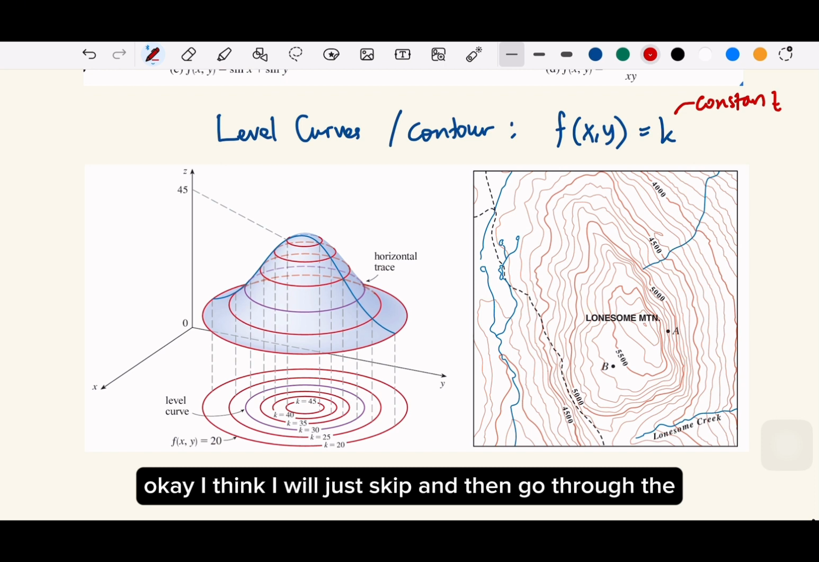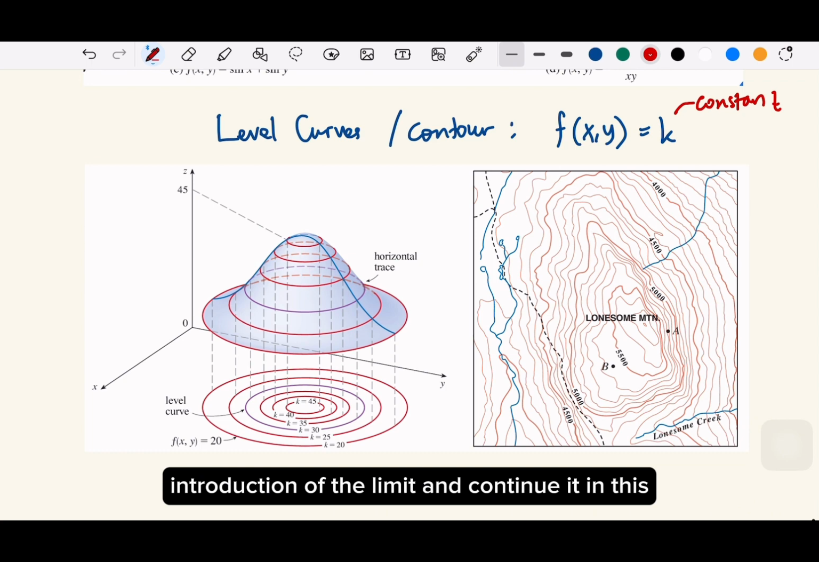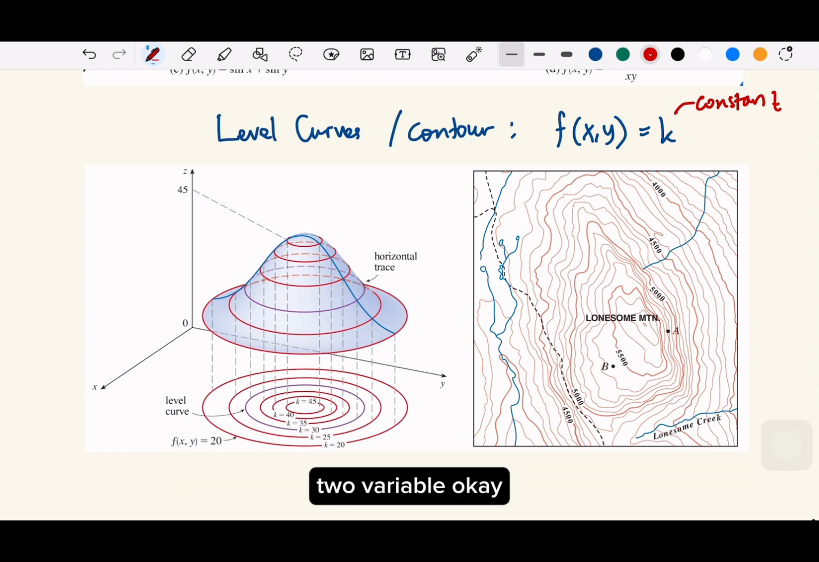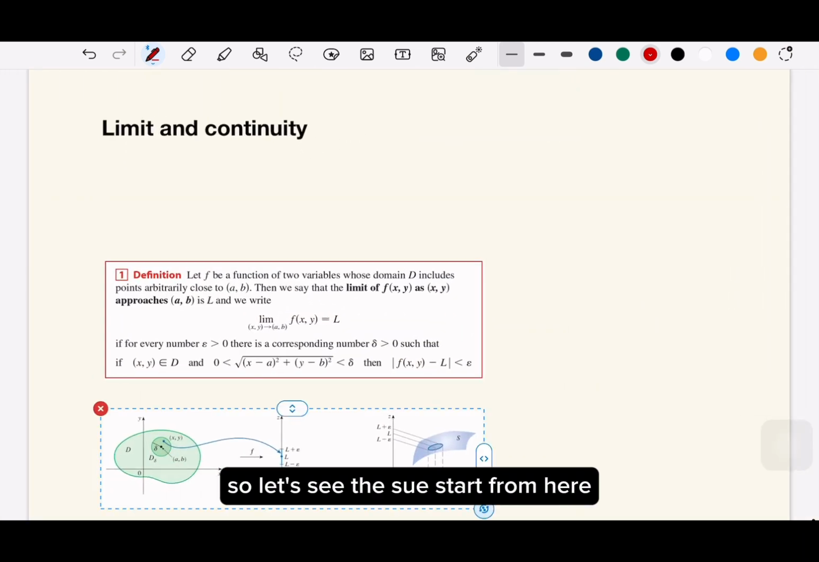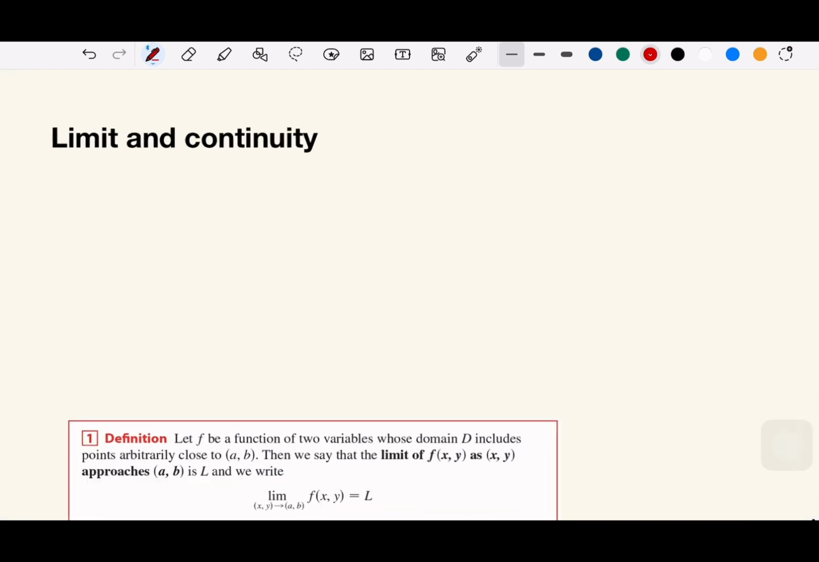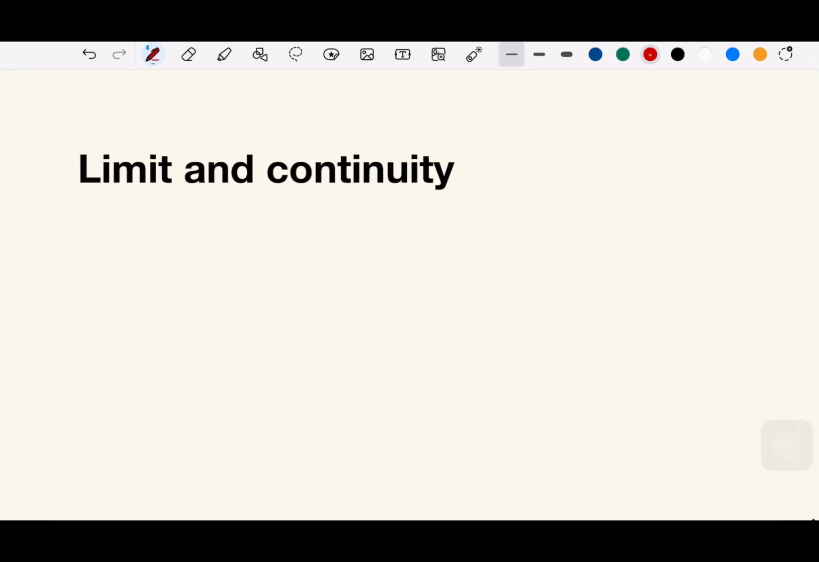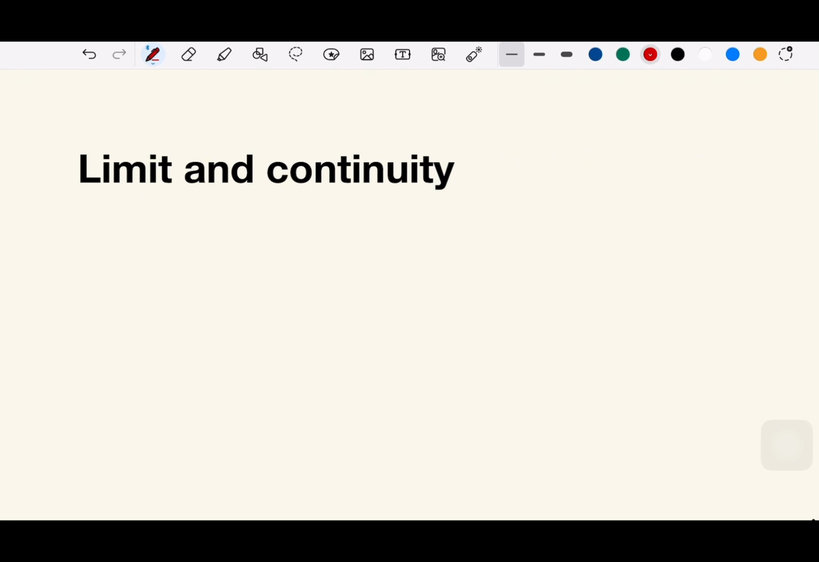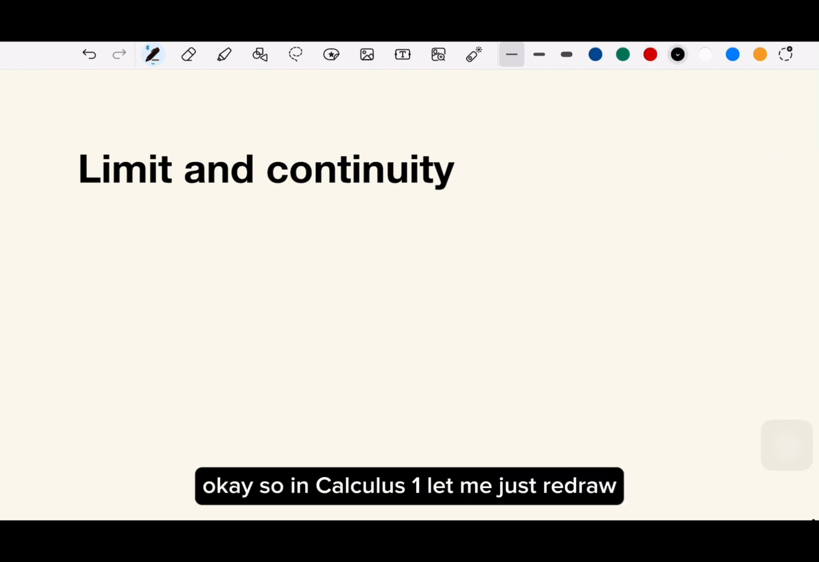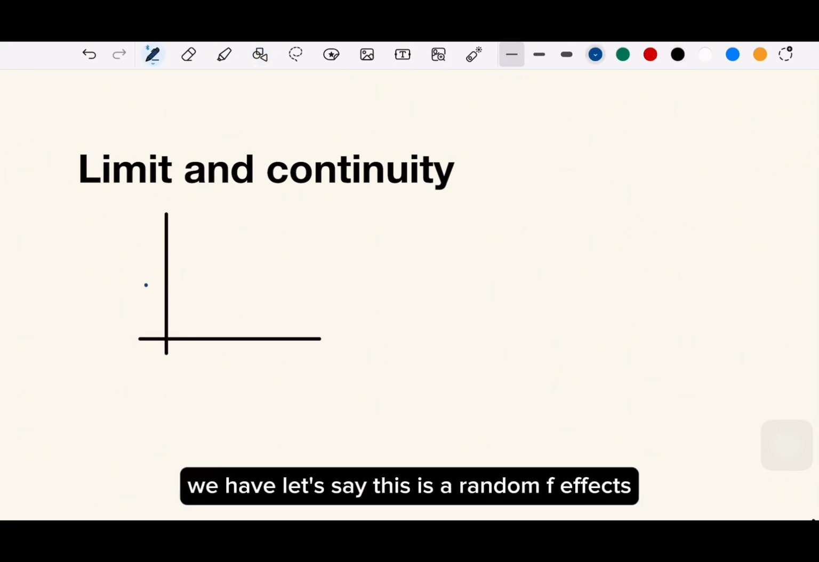Okay, I think I will just skip and then go through the introduction of the limit and continuity in two variables. So let's start from here. In calculus 1, let me just redraw. We have, let's say, this is a random f of x.